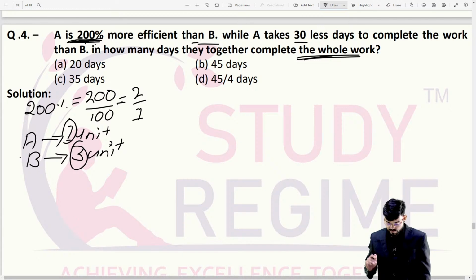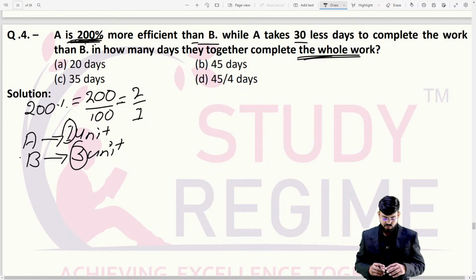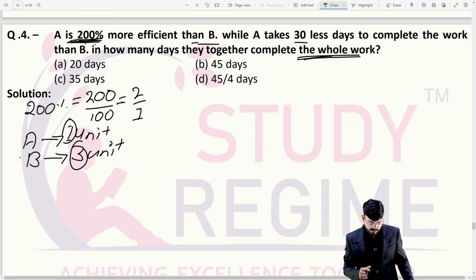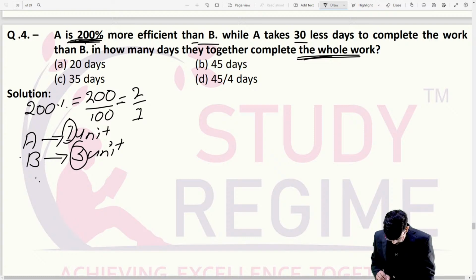Okay. One more thing here, it is also given that A takes 30 fewer days to complete the work than B. So here you need to understand that the person who is more efficient will take less time to complete the work. Clear? Okay. Let's say the efficiency ratio. Efficiency ratio of A to B is what?